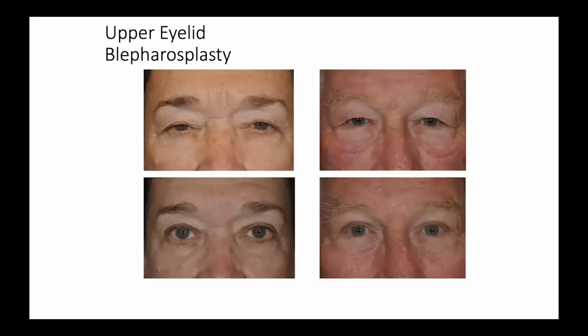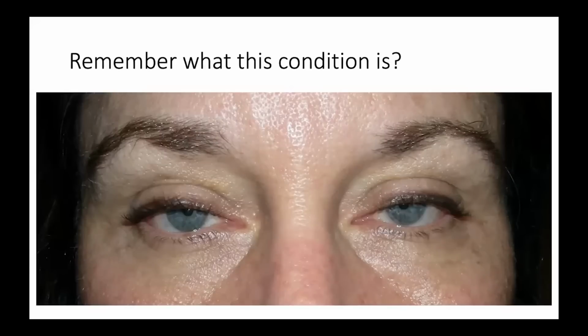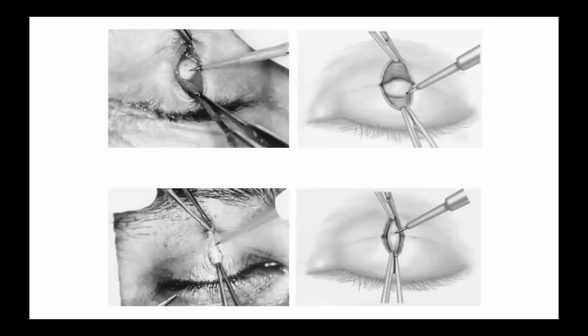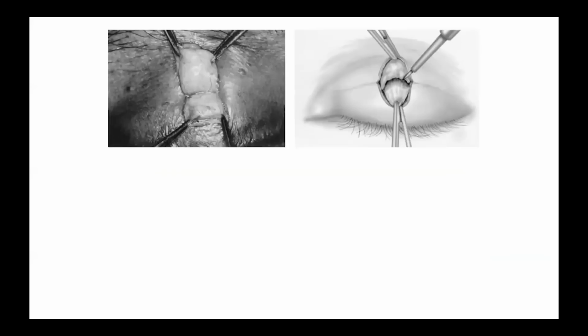2 other before and afters for blepharoplasty, upper lid only. Do you remember this condition? This is eyelid ptosis or blepharoptosis. Probably the most tried and true is sort of the external ptosis repair. We make a small incision in the skin in that eyelid crease. We go ahead and then we dissect down to find that muscle, the levator muscle.